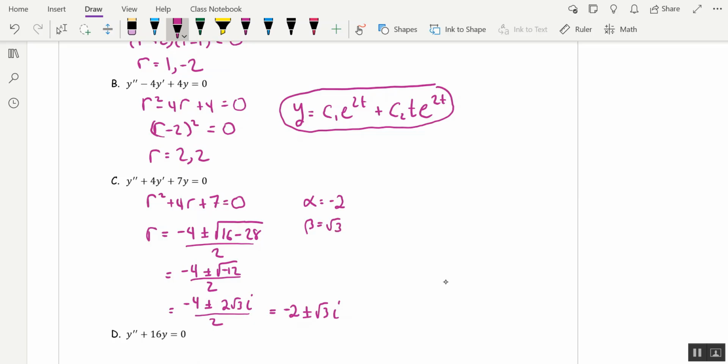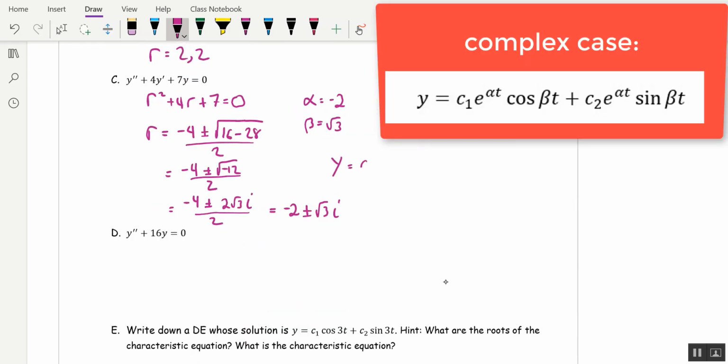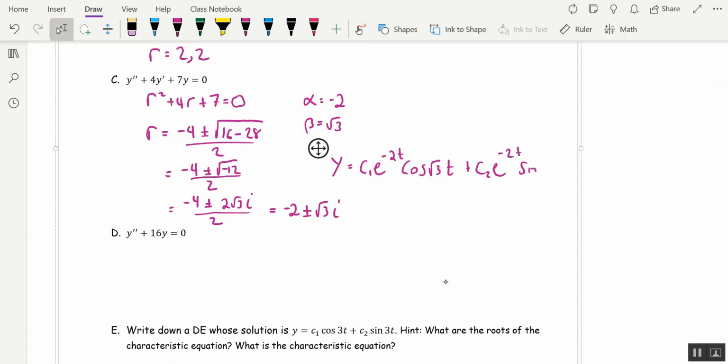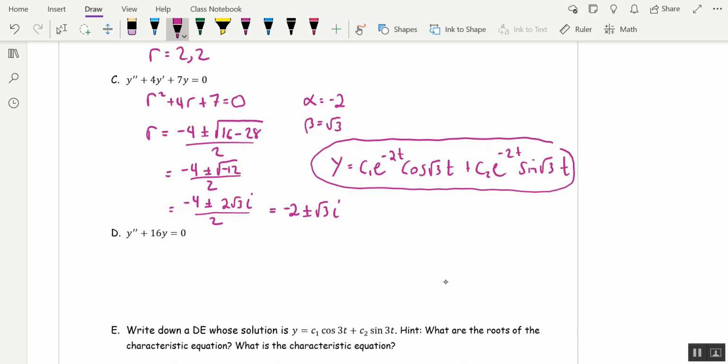That's all we need to know. y equals C1 e to the negative 2t cosine root 3 times t plus C2 e to the negative 2t sine root 3t. So it looks scary, but it's super easy to find. Okay, next one, characteristic equation is r squared plus 16 equals 0. It does not factor as r plus 4, r minus 4. Remember, a squared plus b squared does not factor.